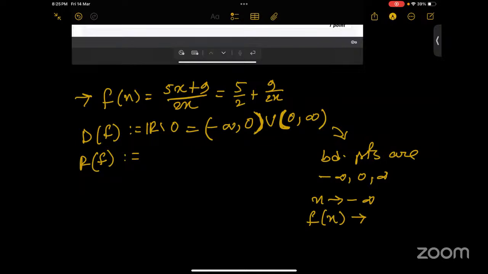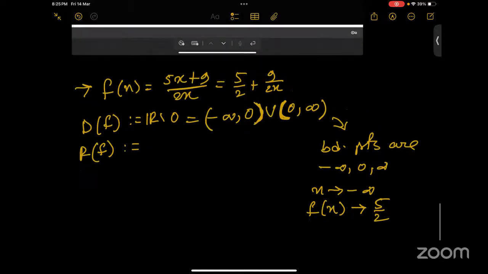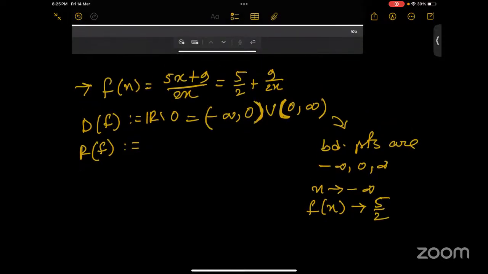Minus infinity, 5 by 2. Minus infinity means 2 times minus infinity, so 9 by 2x becomes almost 0. Infinity in the denominator will make that whole term 0. So 9 by 2x is 0, and that means 5 by 2 is left there, right? Minus infinity, yes.